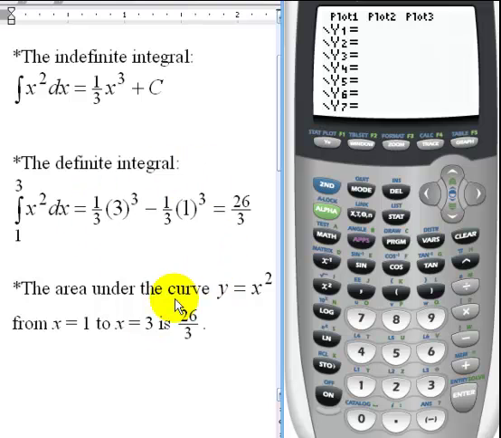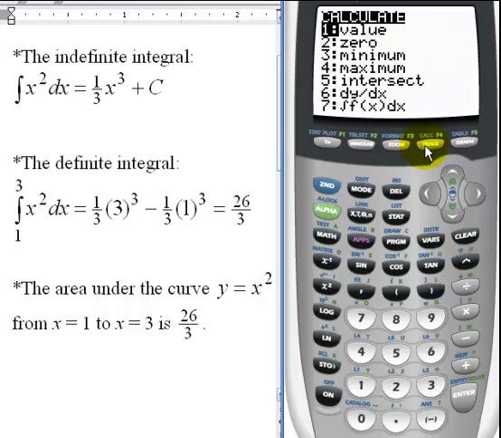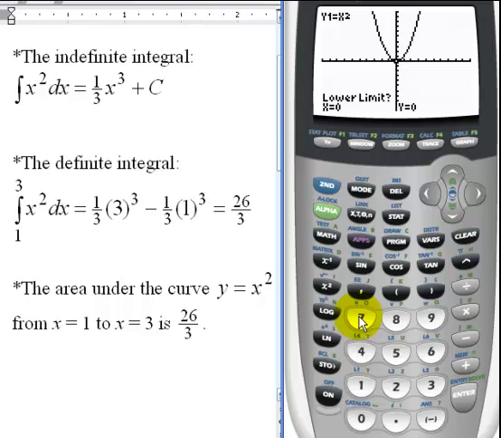I want to focus on this idea first when talking about the calculator. So in the calculator, under the y equals screen, I'm going to graph the function y equals x squared. And I believe I'm in a standard zoom. Well, the first thing I'm going to show you is under the calc menu, second trace. Under the calc menu, number 7 is the integral of f.